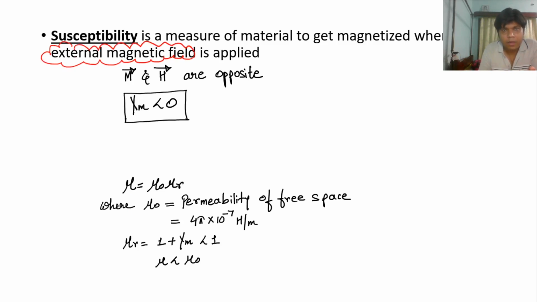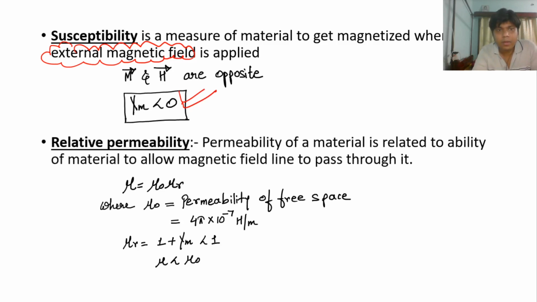Susceptibility is a measure of a material's ability to get magnetized when an external magnetic field is applied. The external magnetic field arises from an external current and is not intrinsic to the material itself. That is called the external magnetic field, which is generally represented by capital H. And in a diamagnetic material, the magnetization and the external magnetic field are opposite in direction, and in general the magnetic susceptibility is less than 0.